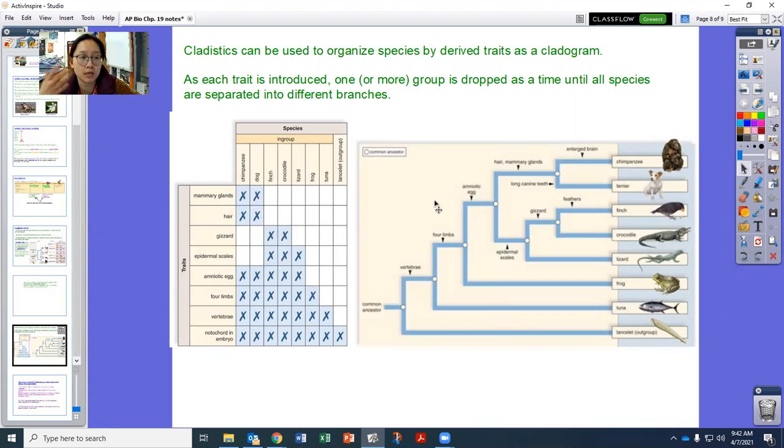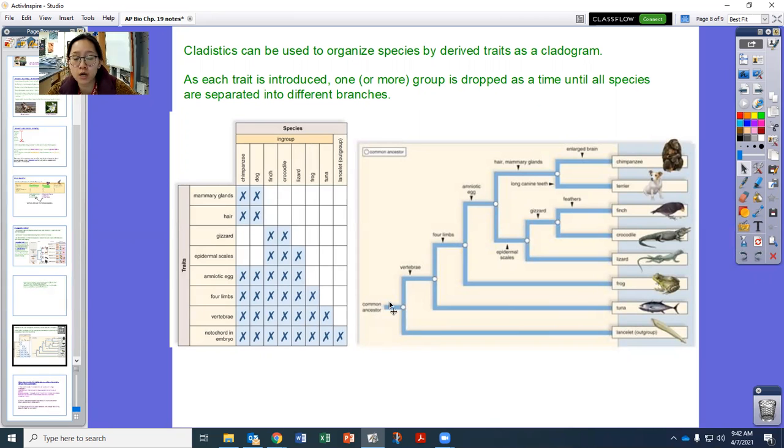Now, a cladogram is just, again, different from a phylogenetic tree because you're not talking about ancestral traits. You're only talking about derived traits. So as you can see here, every single time you have a branch, one group is dropped off, not multiple, one group is dropped off based on that difference, on that new derived trait.